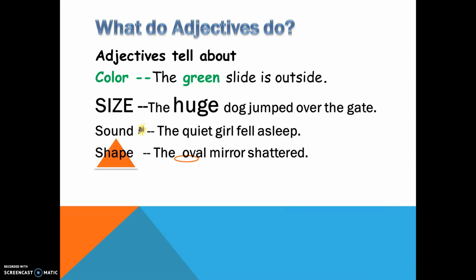What do adjectives do? Well, adjectives tell about color, size, sound, and shape. Here's an example of color. The green, here's our adjective, slide is outside. The huge dog jumped over the gate. The quiet girl fell asleep. And the oval mirror shattered.